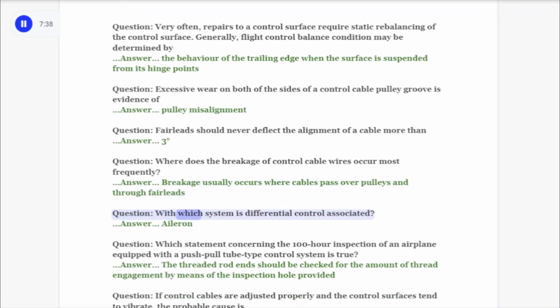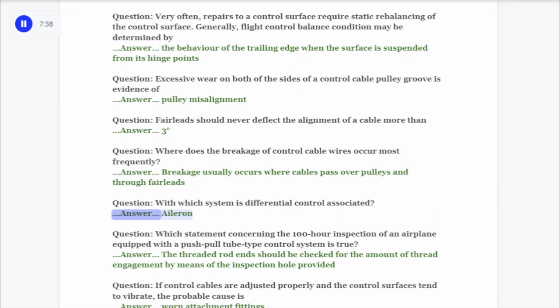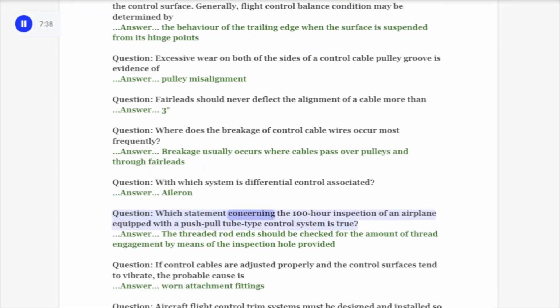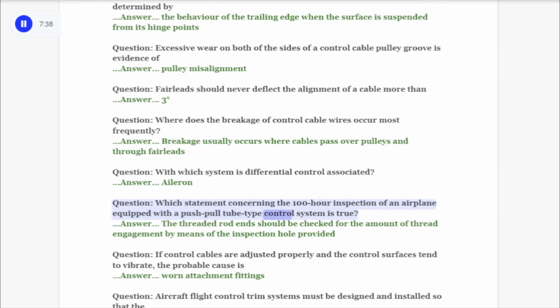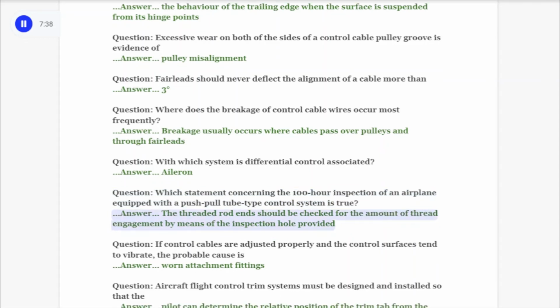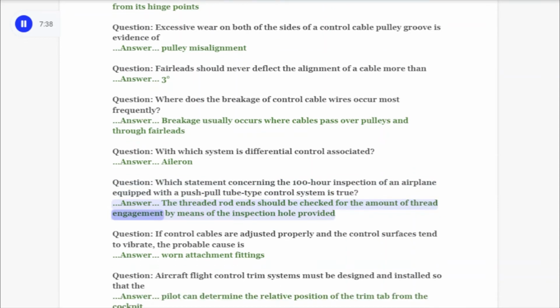Question: with which system is differential control associated? Answer: aileron. Question: which statement concerning the 100-hour inspection of an airplane equipped with a push-pull tube type control system is true? Answer: the threaded rod ends should be checked for the amount of thread engagement by means of the inspection hole provided.